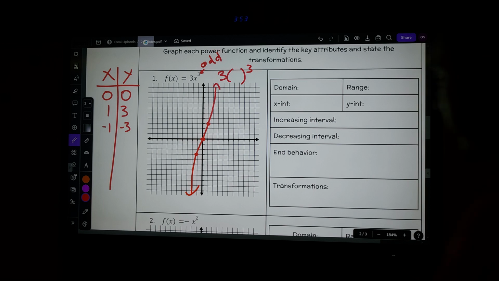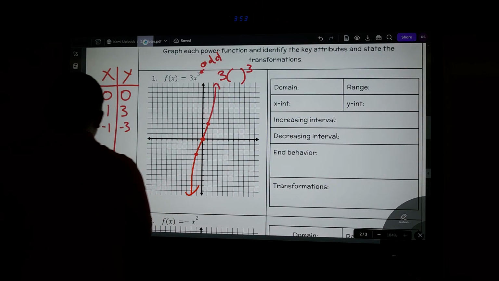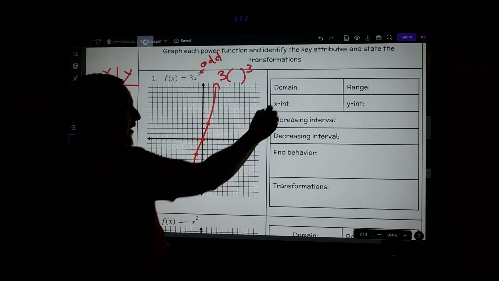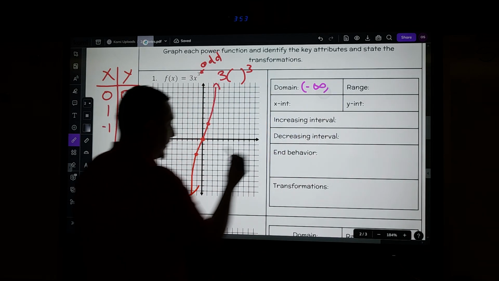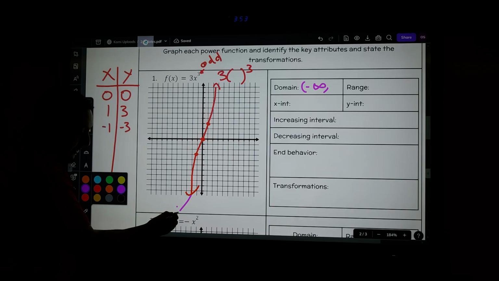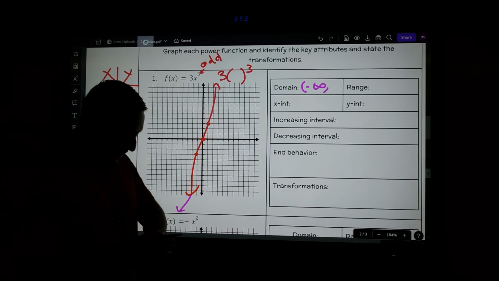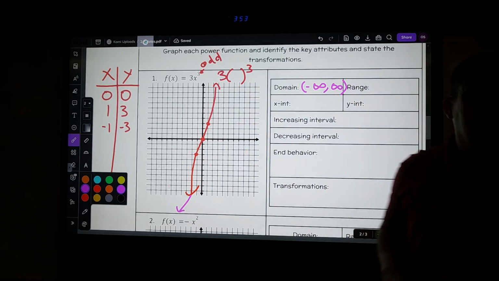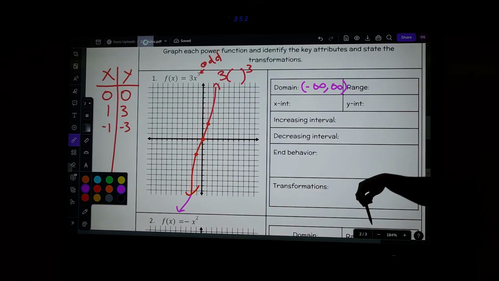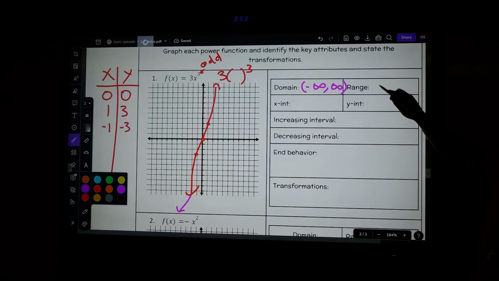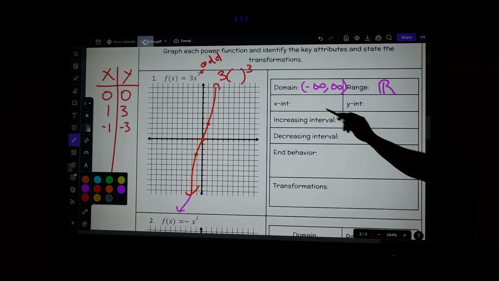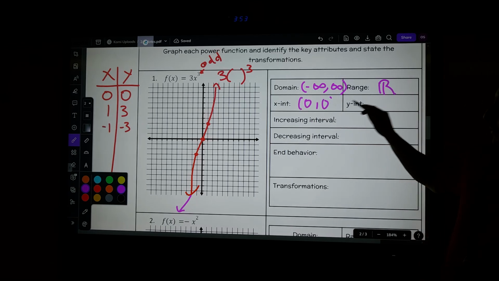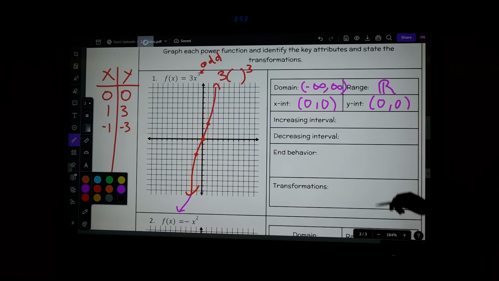Okay, let's answer some of this. So domain, it will go forever to the left, even though it doesn't seem like it, and it goes forever to the right. Okay, so all real numbers. The range will also go forever down, forever up. So all real numbers. X-intercept, Y-intercept both happen at the origin on this one. That's the only place where that can happen.